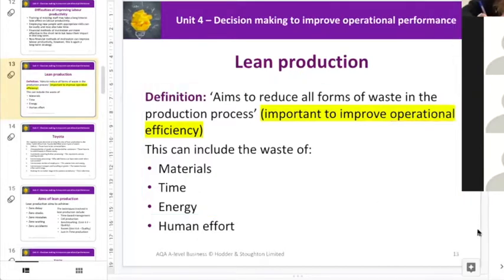There are a few ways we can reduce our waste. We can work on the materials, the raw materials. We can also work on the time, the energy, and the human effort. So there are 4 ways we can reduce waste.